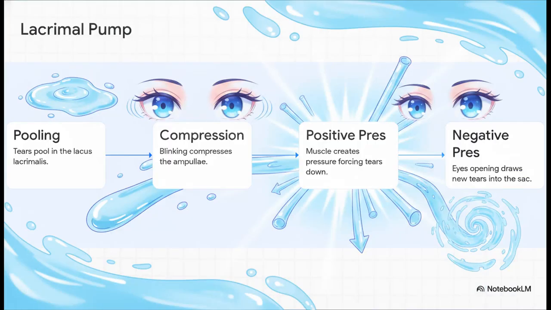Okay, so how do these tears actually physically move into that drainage plumbing we talked about? It is all about the mechanics of the blink. The orbicularis oculi muscle acts as a mechanical pump. When you blink, that muscle contracts, creating positive pressure that literally squeezes the tears down the tubes and into your nose. Then, when you open your eyes, the whole system expands. This creates a vacuum, a negative pressure that sucks fresh tears off the surface of the eye and into the sac. It's just a brilliant, continuous, dynamic pumping system.